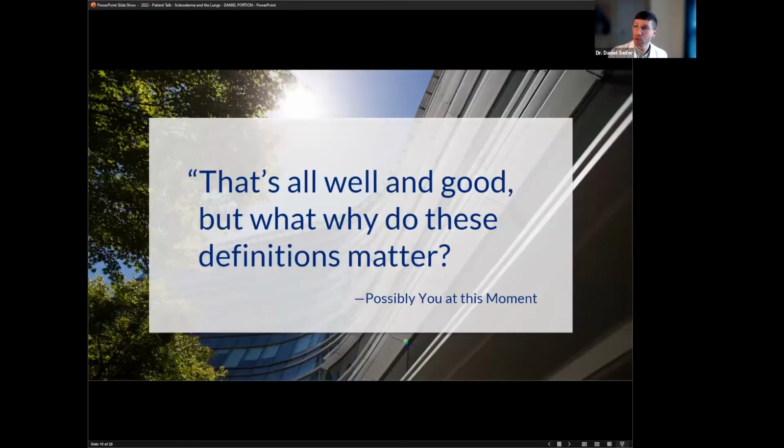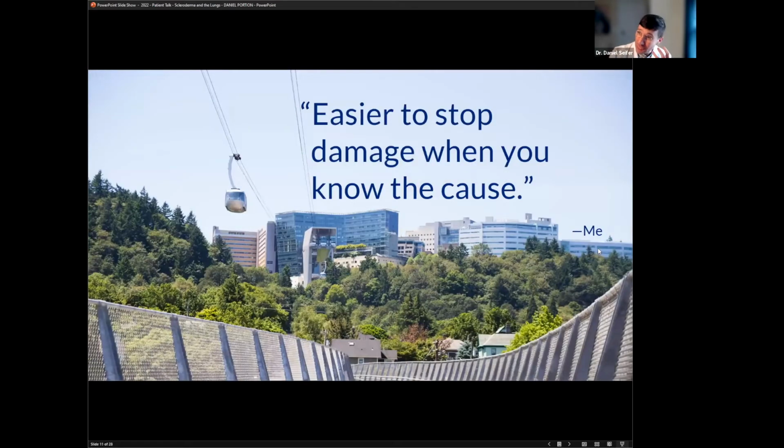So maybe asking, okay, what does all this matter? Right? It's great to sit up here and talk about these things like we're some sort of human dictionary, but why does this matter? Well, it is the only thing that matters in a way, because it's easier to stop damage once you know the cause. With something like scarring and you don't know why, you can imagine there's a lot of flailing around out there because you don't actually know what to stand in the way of. But with scleroderma, we actually know a lot more about it.